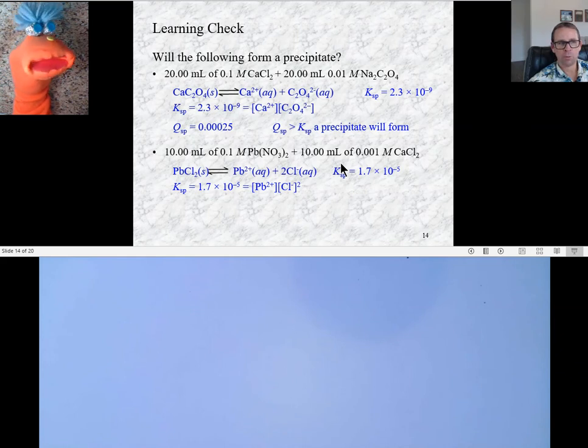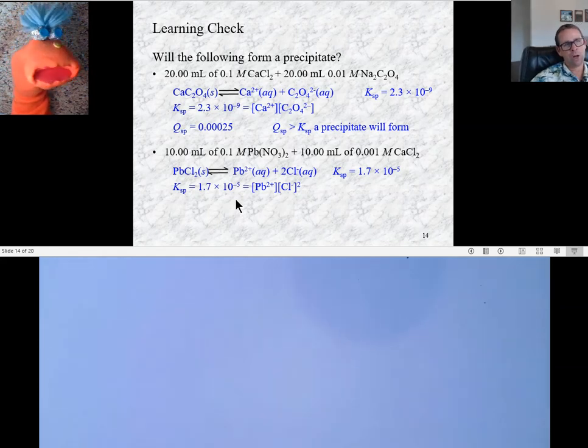A precipitate forms if it's higher than that value? That's right. If the value is higher than 1.7 times 10 to the minus 5, the lead ion concentration times the chloride ion concentration squared, then a precipitate will form. All right, did you get it? I don't think I got it. Can you work me through this one?